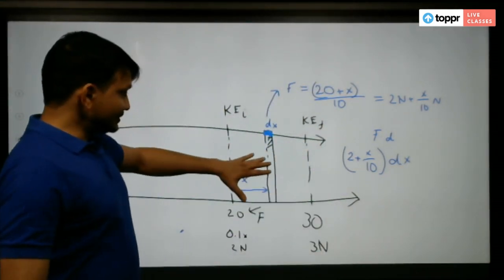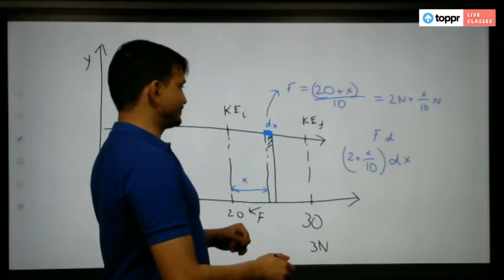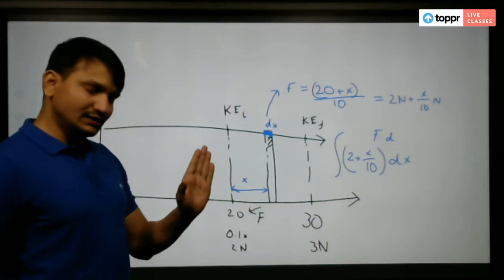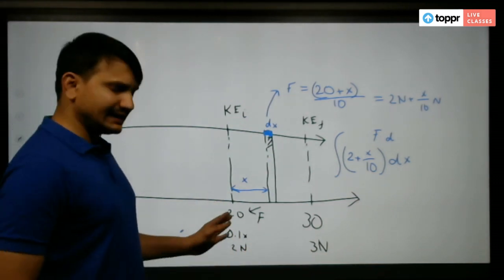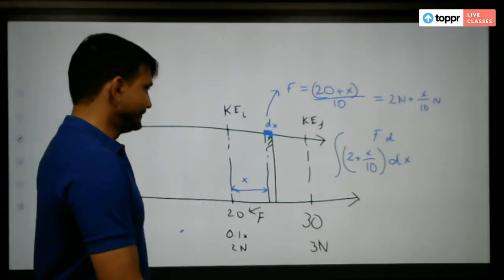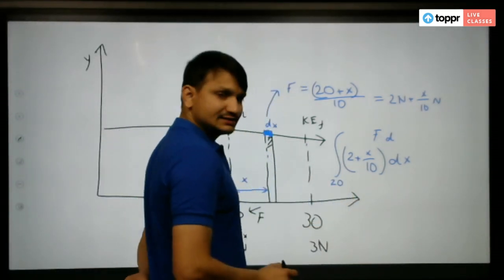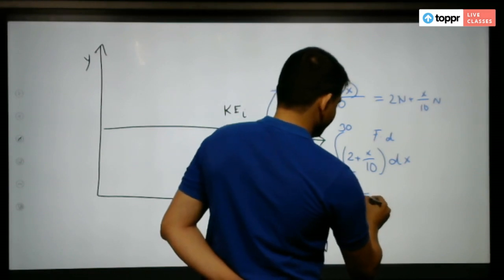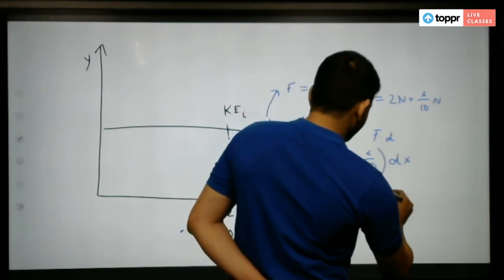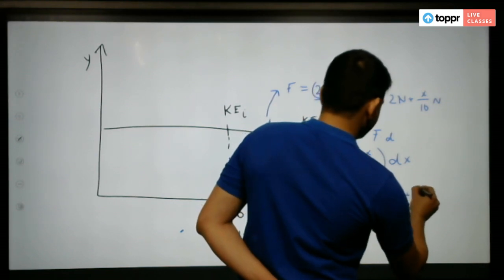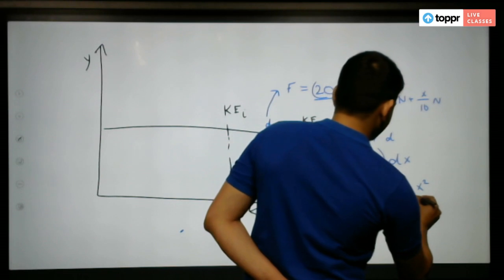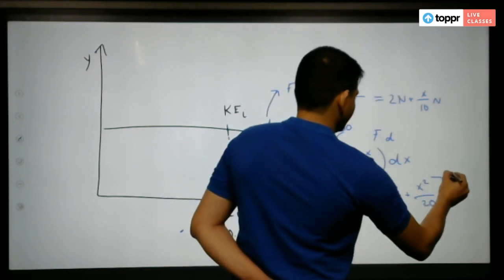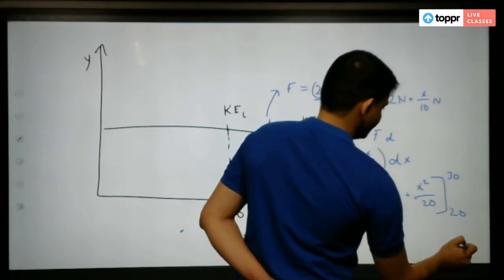And this is what the total work would be if we integrate this whole expression for the whole journey for which the force is exerted, from 20 meter to 30 meter. So our lower limit is 20 and upper limit is 30 meters. We'll try to integrate it. This comes out as 2x plus x square by 20. Applying the integral, the limits would be 30 to 20.